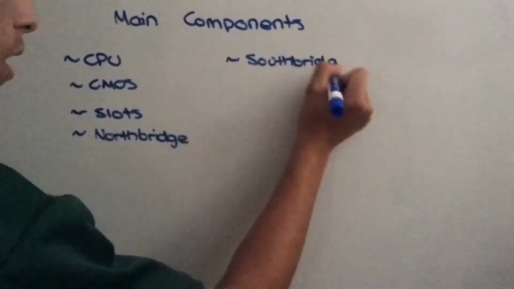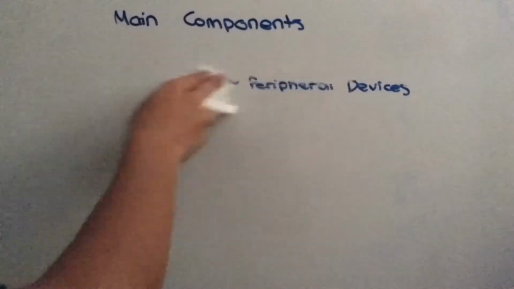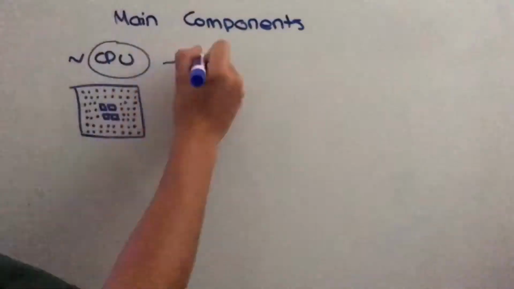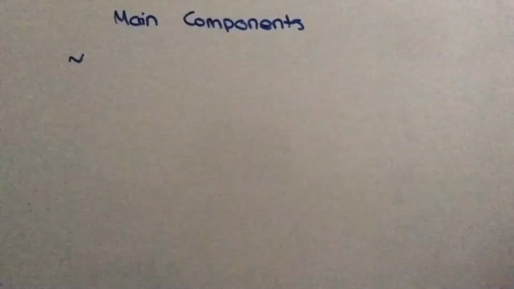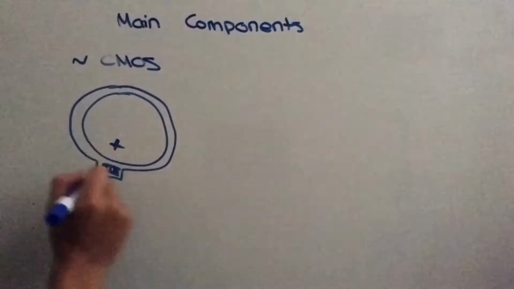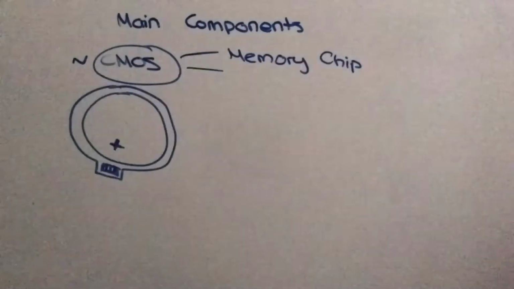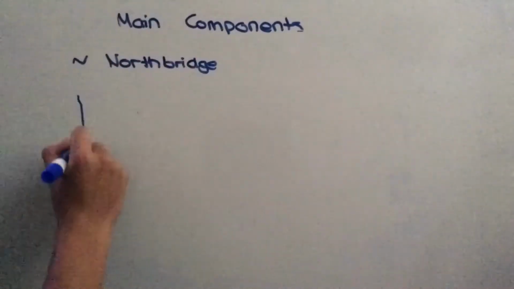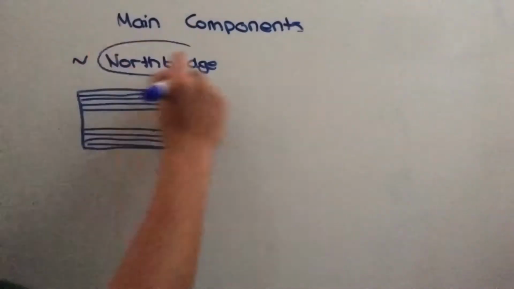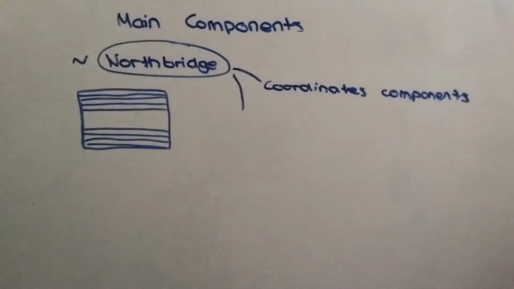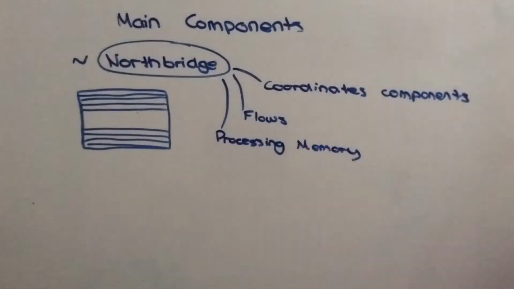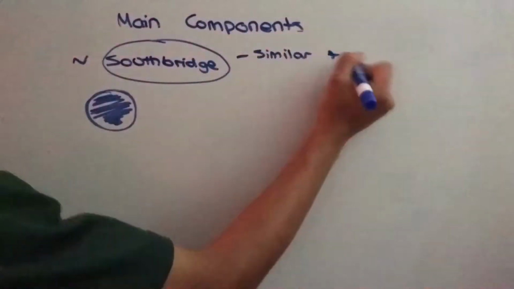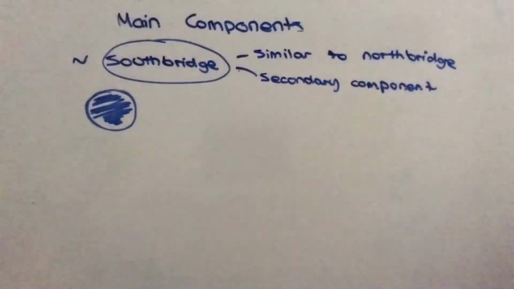There are many different components in the motherboard. One of the main components of the motherboard is the CPU slot. This is attached at the center of the motherboard and acts as the brain of the computer. Then you have your CMOS battery, which is practically a memory chip. It keeps the setting configurations, so it can keep track of time and data. The North Bridge is responsible for coordinating all the components together, so that a seamless flow occurs while processing memory. The South Bridge acts as a secondary component to the North Bridge and does a similar role.